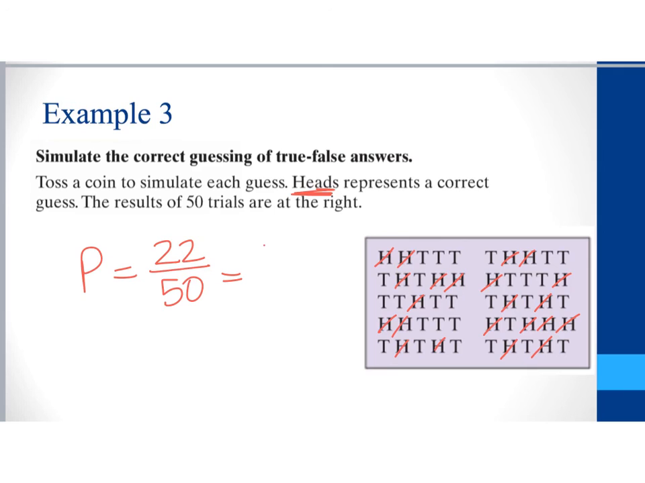If I reduce this, this gives me 11 out of 25, which is 44%. So you can see in this case, the theoretical we know is 50%, but my experimental, or when I actually started doing the simulation, I got 44%. So in this case, it was just a little bit less, and that's okay.